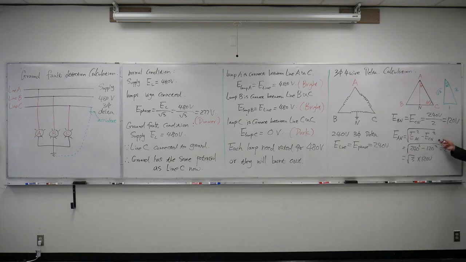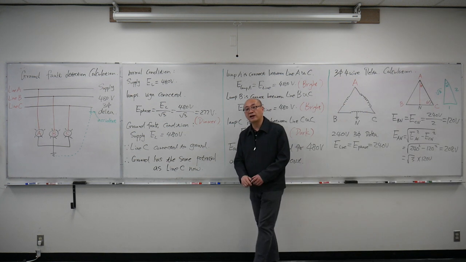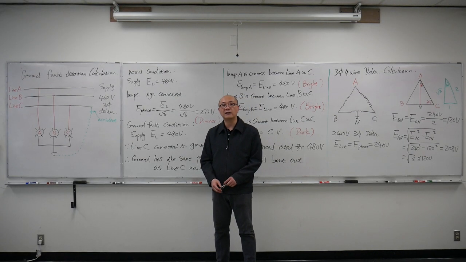Now we can use trigonometry to find out the voltage between A and the neutral. We can use the AC voltage squared, subtract the C to neutral voltage squared, take the square root, and it will give us 208 volts. If we apply 1, 2, root 3, we can also use 120 times root 3, which gives us 208 volts. So here is the voltage calculation for a 3-phase 4-wire grounded delta system. If you have a question, you can connect with us online or send us an email.